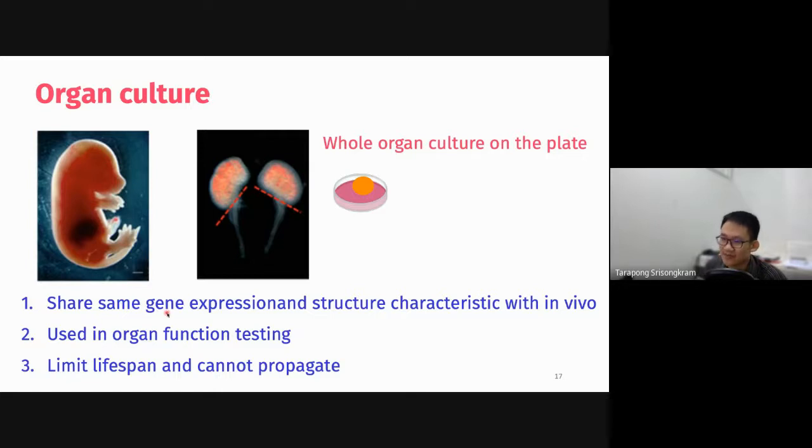With organ culture, we can test organ function, or test the drug that has an effect on the organ. However, organ culture has a limited lifespan, and with this culture type we cannot propagate the organ. It means that every time we want to do an experiment, we need to obtain the organ from living animals. So it's more expensive and not convenient for researchers to work with organ culture.